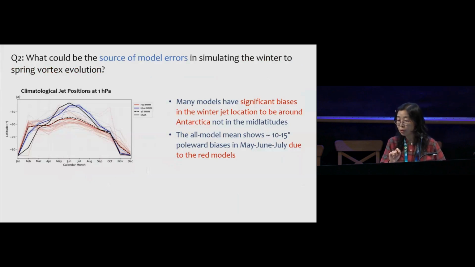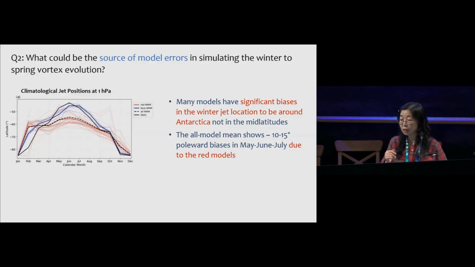Then our next question is, what could be the source of the model errors in simulating the winter to spring vortex evolution? To address that question, we looked at the climatological jet position at 1 hectopascal level, where we observed the winter stratospheric jet sits. In this graph, the thick black line shows ERA5, the dashed black line shows the all model mean, the thick red line shows the red model mean, and the thick blue line shows the blue model mean, and thin lines show the individual models.